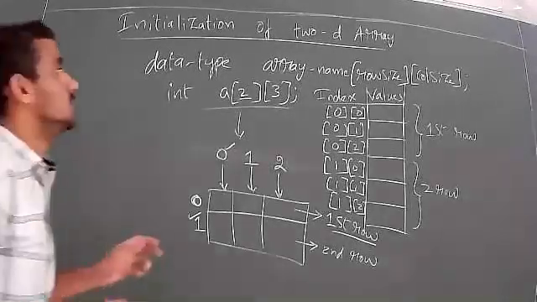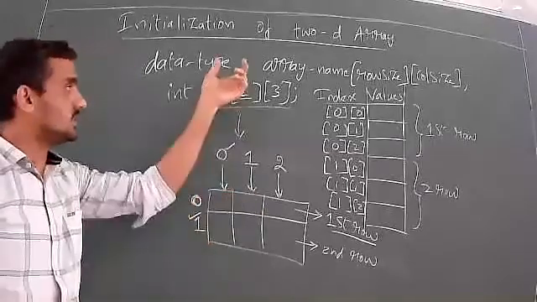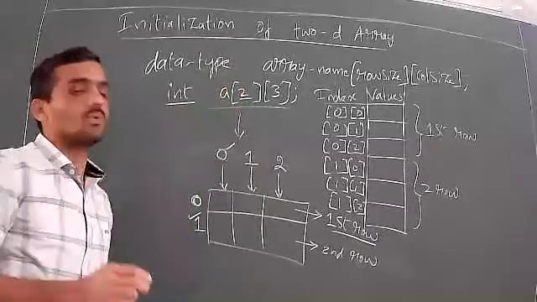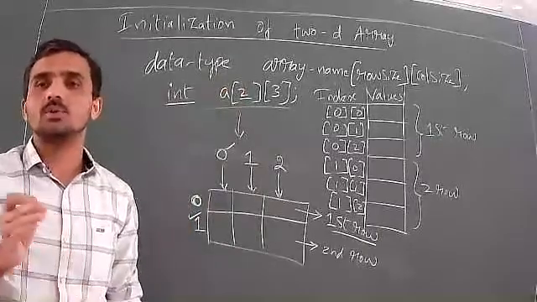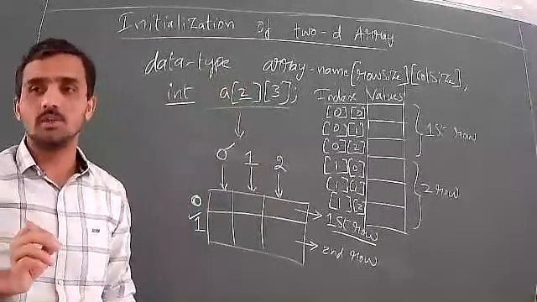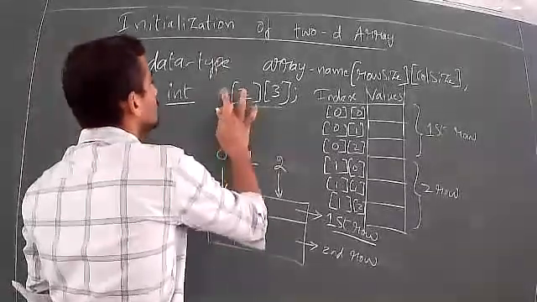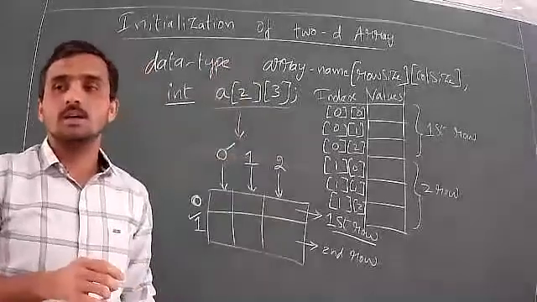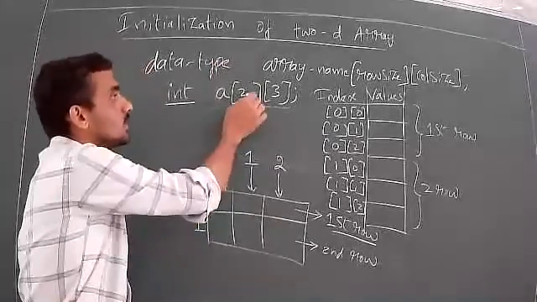Okay, listen here. First, look at the syntax and write the example. int is the data type; you can take even float, character, anything. Then you write the array name. Here the array name is A. You have to indicate the row size and column size.